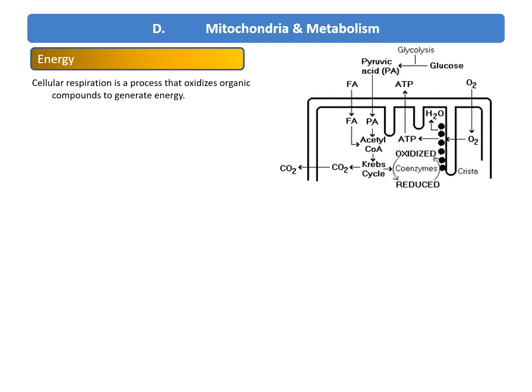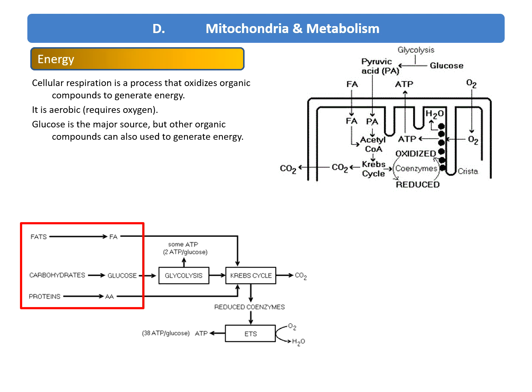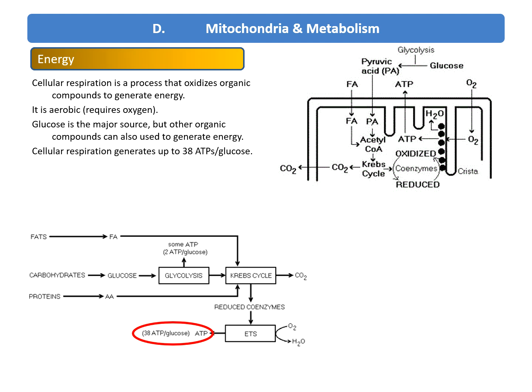Cellular respiration is a process that oxidizes organic compounds to generate energy. It is aerobic, that is, it requires oxygen. Glucose is the major source, but other organic compounds can also be used to generate energy, such as fats and proteins. We use glucose in our discussion because it's a useful frame of reference, and it's the most common source of energy for the process. Cellular respiration generates up to 38 ATPs per glucose molecule. It can be summarized with this reaction.